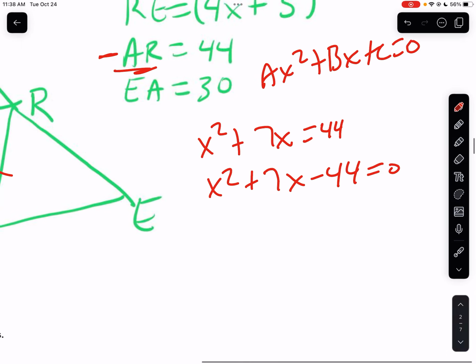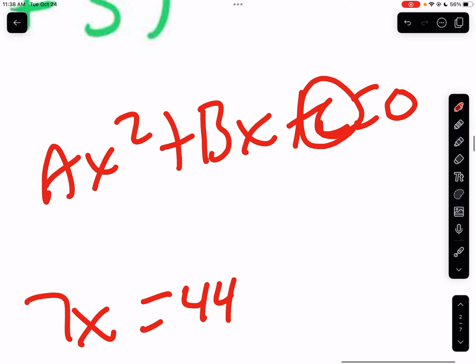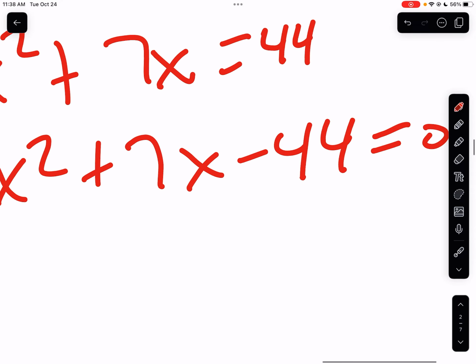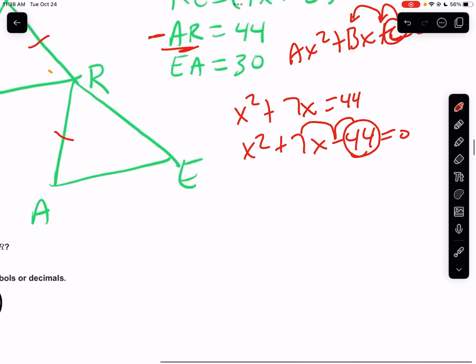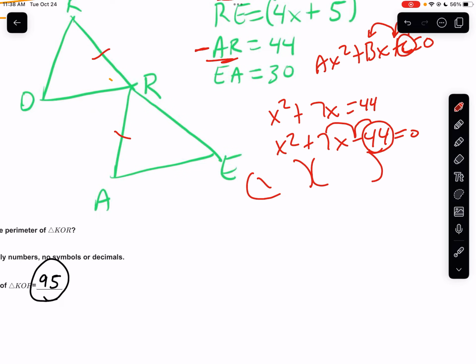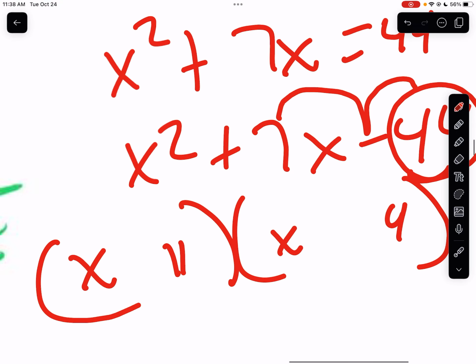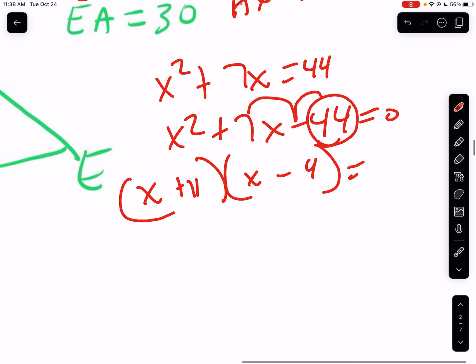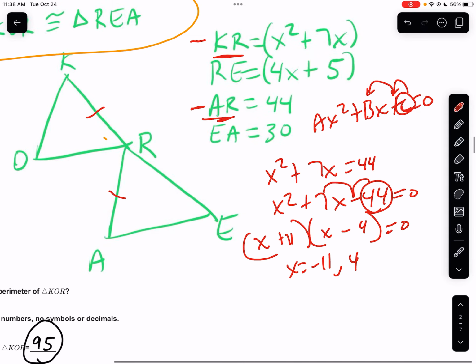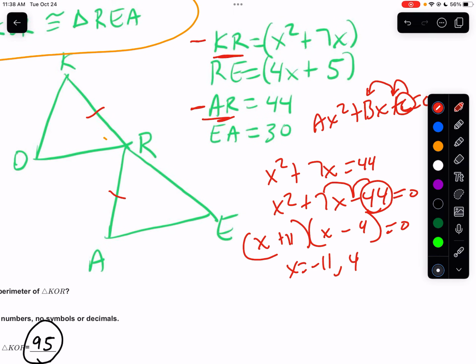And then you ask yourself, what factors of c add or subtract to equal b? Well, this one is a minus, so what factors of 44 subtract to equal 7? That's the question. Well, it's going to be 11 and 4. And because it's plus 7, I need plus 11 minus 4. So those are my factors. So x would equal negative 11 or positive 4. But wait, this is geometry. We got to test them out, and you need to test it out everywhere you see it.